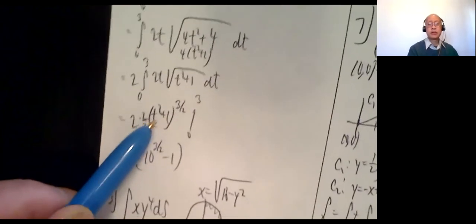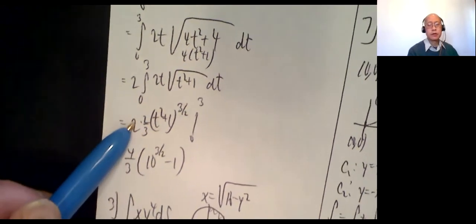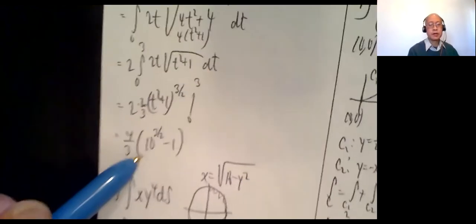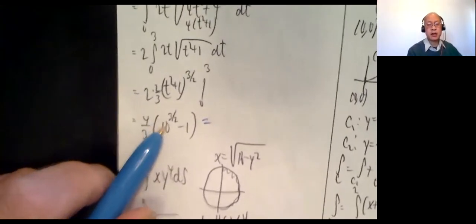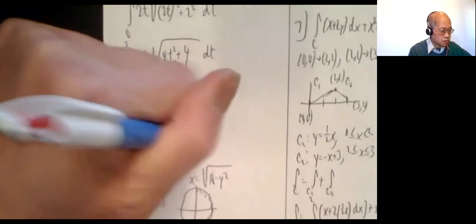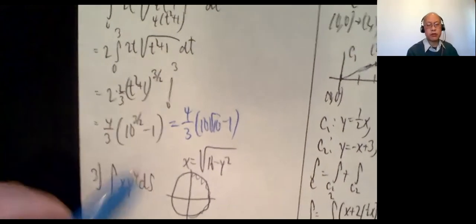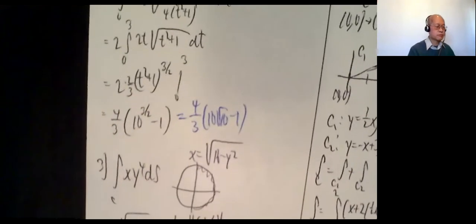So it's just going to be t squared plus 1 to the 3/2 divided by 3/2, times 2/3. So that's 4/3. Plug in 3, I have 10 to the 3/2. Plug in 0, I get 1. So 10 to the 3/2 minus 1. I got too lazy, but I'll go ahead and write it now: 10 to the 3/2 is 10 radical 10, right? That's our standard way of writing something to the 3/2 power: 10 to the 1, 10 to the half.